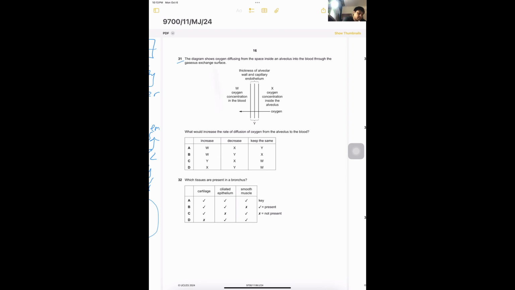Question number 31. The diagram shows oxygen diffusing from the space inside an alveolus into the blood through the gaseous exchange surface. What would increase the rate of diffusion of oxygen from the alveolus to the blood? Definitely, if the concentration here increases, then the movement would be faster, right? And a decrease in this concentration, of course.